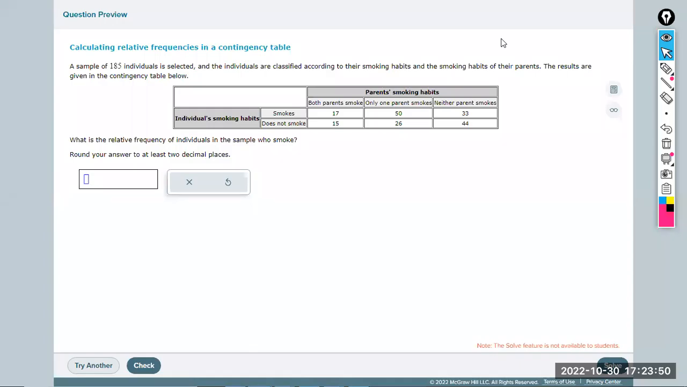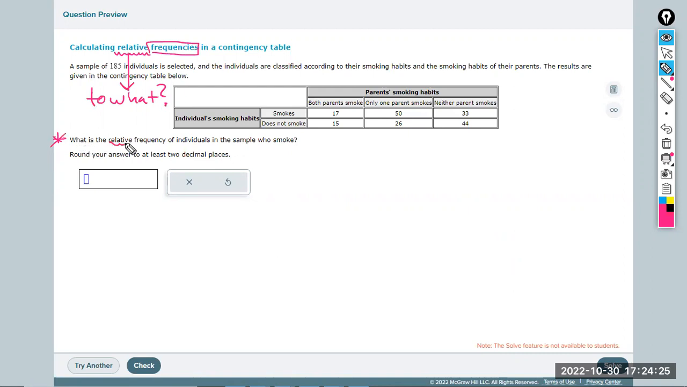Hello, ladies and gents. This is calculating relative frequencies in a contingency table. And when you see frequencies, you know it means how many times a value appears, how frequent a value appears. So that is something we already know, but relative frequencies, you have to ask yourself, relative to what? Relative to what? And okay, let's see what my problem says.